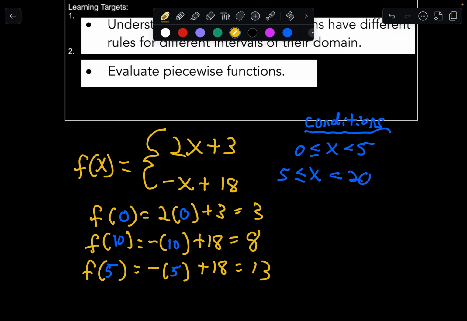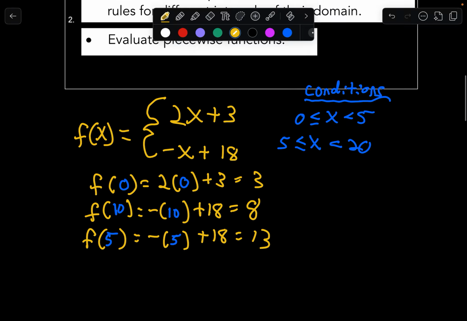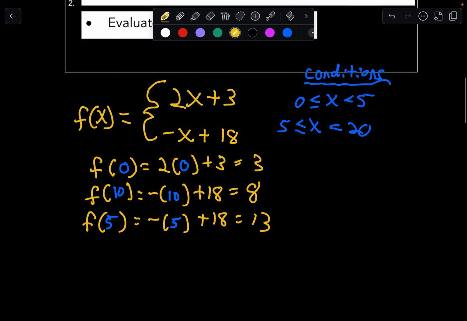There's no breaks in the graph, all right? But that's a little bit beyond where we are. All right, so that's the idea.